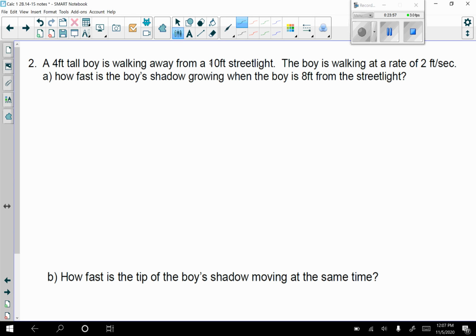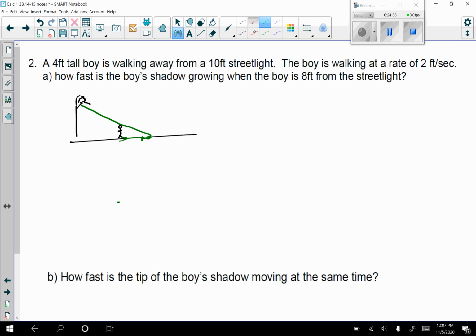A boy is walking away from a street light, and we know how fast he's walking. How is the shadow growing? This is a shadow problem. Let's look at this situation. We have this street light over here, so here is our street light shining down. We have a boy walking away from it, a nice little 4 feet tall. Don't have to use decimals here. As the light shines, that creates the boy's shadow down here. Depending on how far he is away, we have a longer or shorter shadow.